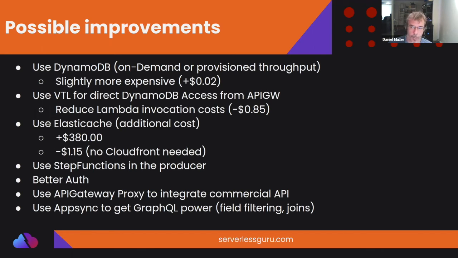Or AppSync to get some GraphQL power, to really let the client choose which fields it needs back instead of having an endpoint per city or country. You can start to use GraphQL logic to merge or filter out this data.